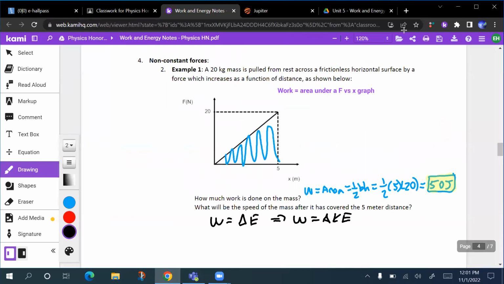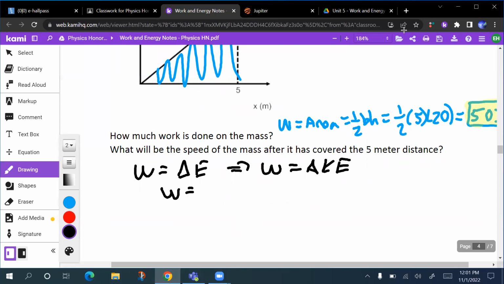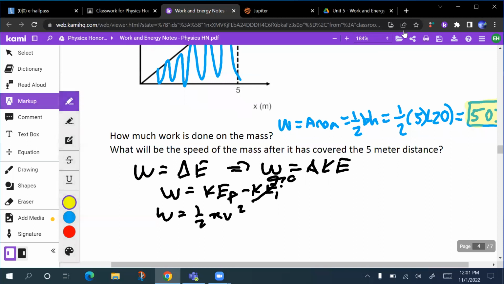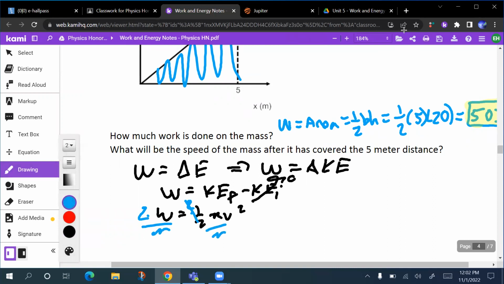Let's see, pulled from rest. So the initial kinetic energy was 0. So work is equal to final kinetic energy minus initial kinetic energy, which is 0. And so the work done that you found, the 50 joules, is equal to 1/2 mv squared, and you're solving that for v. In which case, it's the same steps we've been doing, which is what? Multiply by 2, divide by mass, and square root.